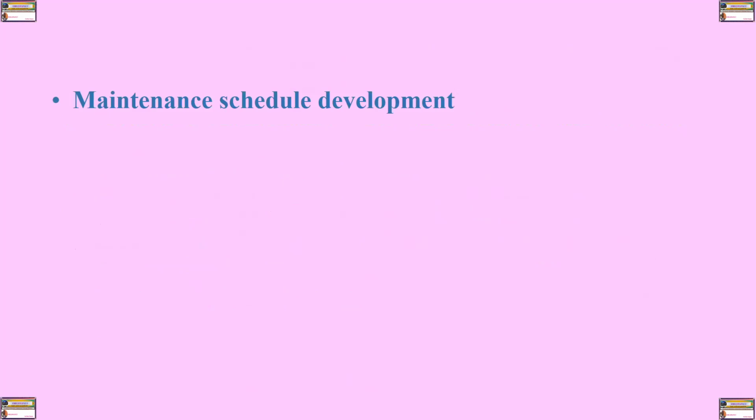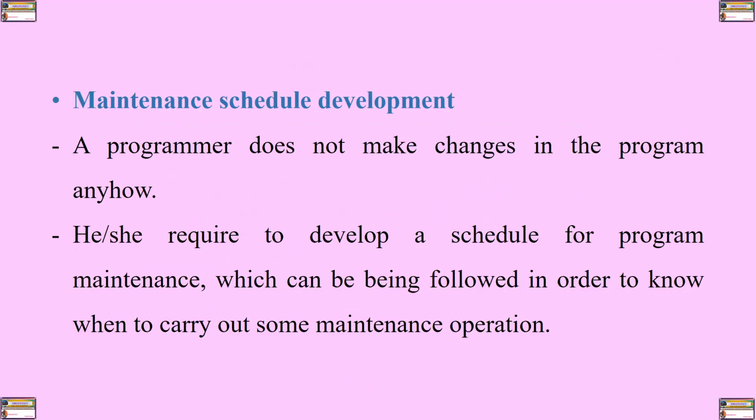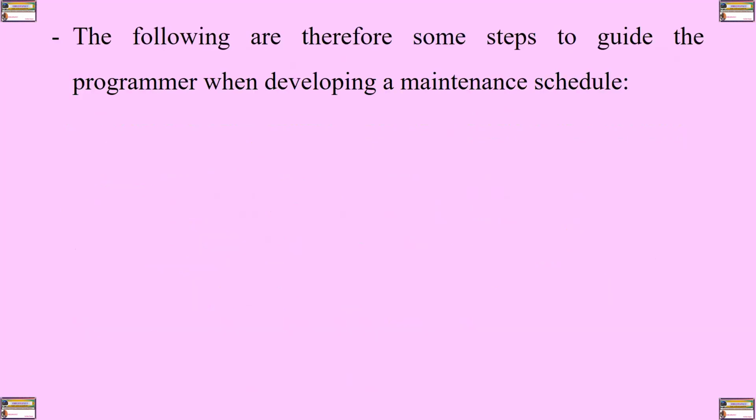So how do you schedule? When do you carry out your maintenance activities? So, maintenance schedule development. A programmer does not make changes in the program anyhow. He or she is required to develop a schedule for program maintenance, which can be followed in order to know when to carry out some maintenance operation. The following are therefore some steps to guide the programmer when developing a maintenance schedule.